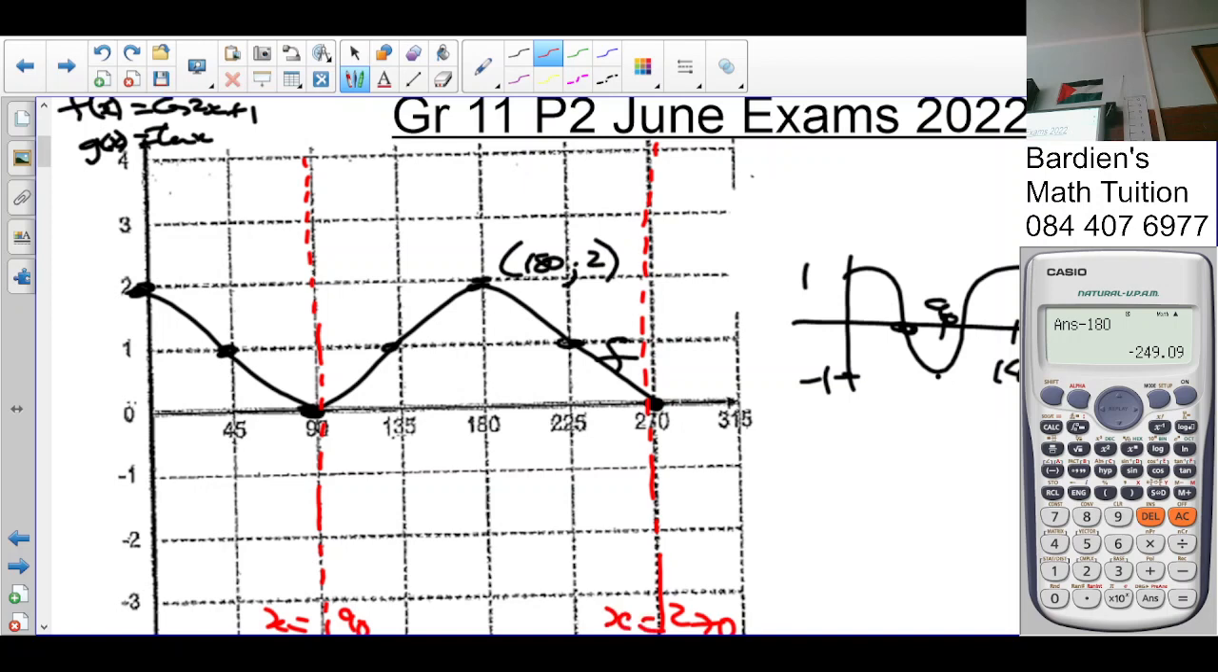Okay. So the tan graph starts at 0. 45 is 1. 180 is 0, 135 is minus 1, 225 is 1. If you don't know how to do that, you can do it on the calculator and plot those points there. And this is the graph of g of x.